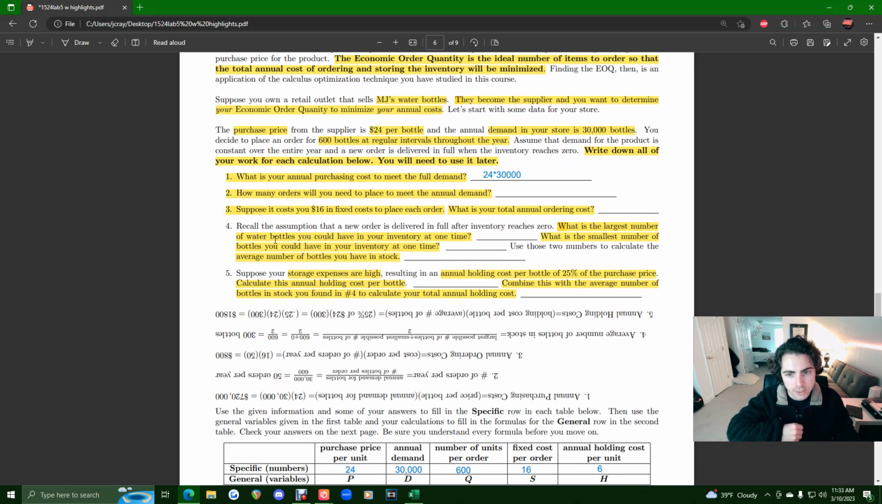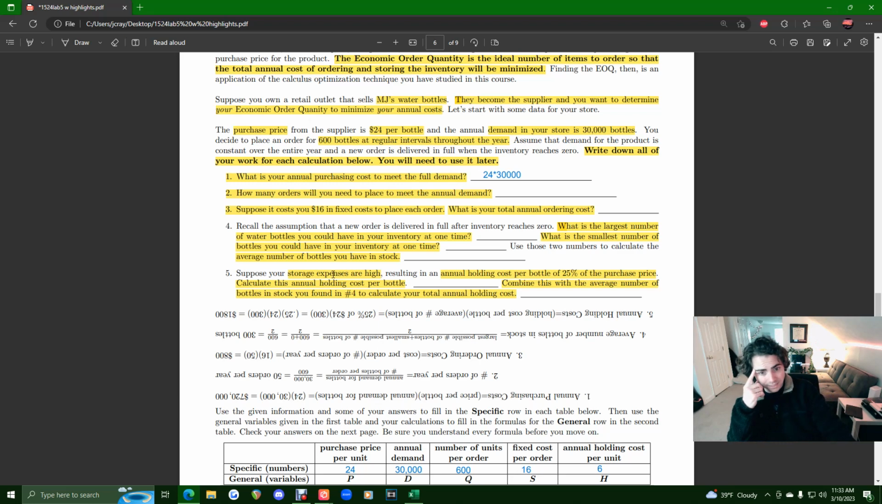What's the largest number of water bottles you could have in your inventory at one time? Well, the idea is you're only ordering 600 at a time, and you don't order more until you've hit zero with your inventory. So the largest you could have is 600. The smallest number of bottles you could have at one time is 0. So use those two numbers to calculate the average. The average between 0 and 600 is right in the middle at 300. So the average is 300.